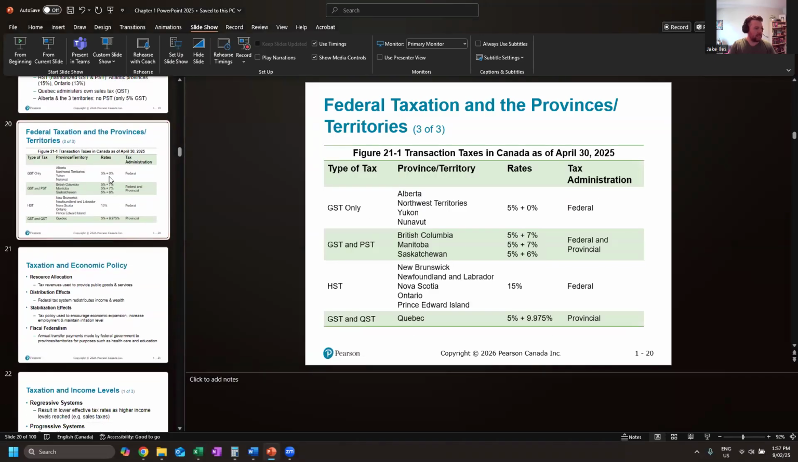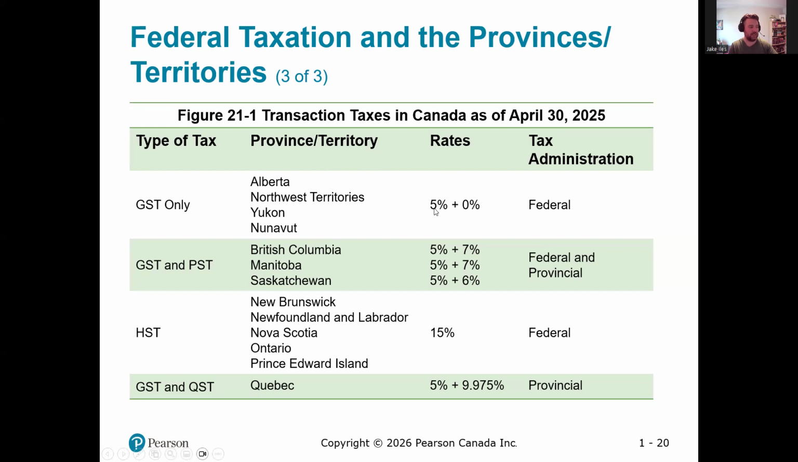All right, the next couple things. This is just a breakdown of GST only. There are provinces that only use the 5% GST. British Columbia, Manitoba, and Saskatchewan have separate GST and PST. The East Coast uses an HST, a harmonized rate of 15%, and Ontario's is 13%, and Quebec has the GST plus their provincial QST.